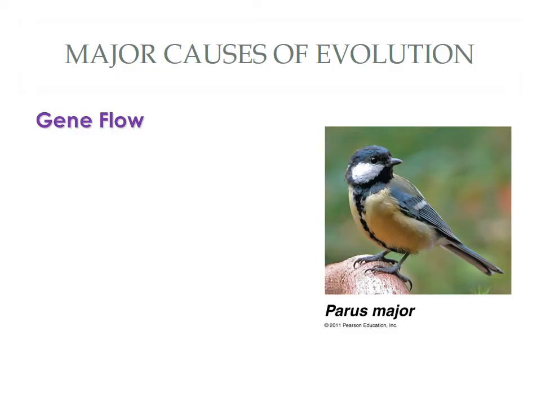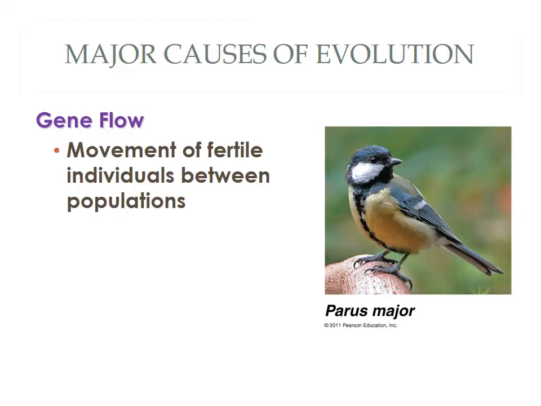The third way that evolution can occur: we had natural selection, which is non-random. We had genetic drift, which is random. And we also now have gene flow, which is also random. So gene flow is literally what it sounds like, the flow of genes. It's the movement of individuals between populations. So you gain and lose alleles over time.